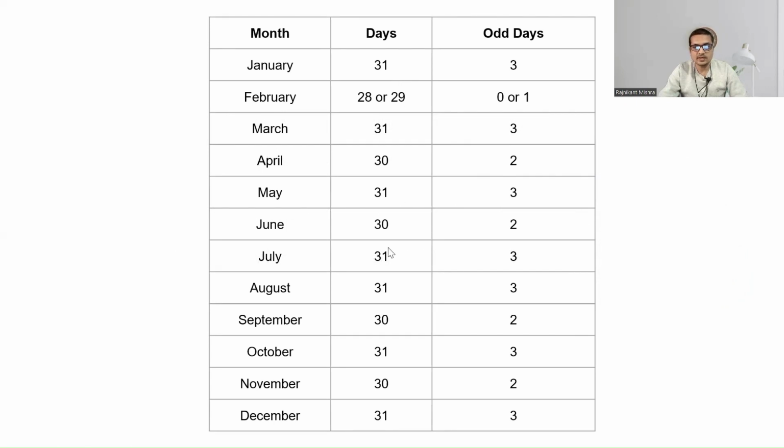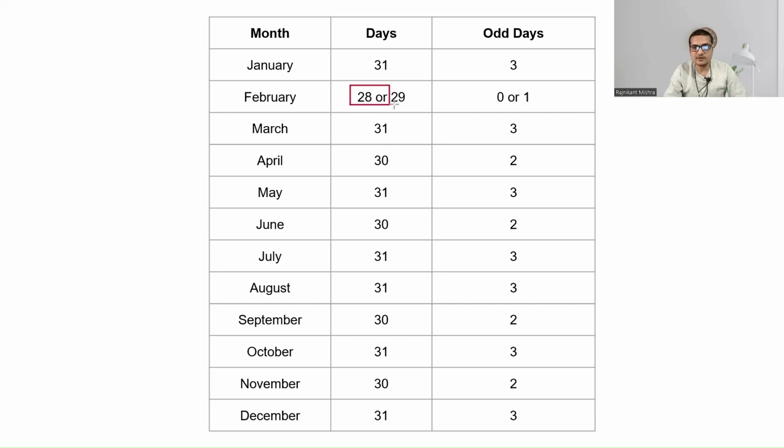Here are the odd days in different months. As we know, January has 31 days. 31 mod 7 is equal to 3. In case of a non-leap year, February has 28 days. 28 mod 7 is equal to 0. In case of a leap year, odd days equal 1. Similarly, in case of March, the odd days equal 3, and so on.